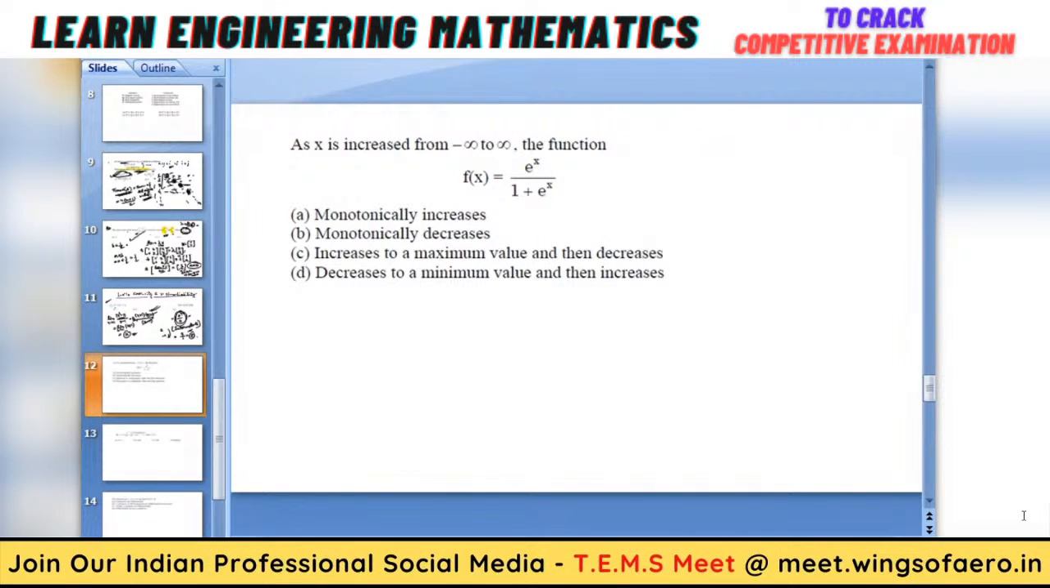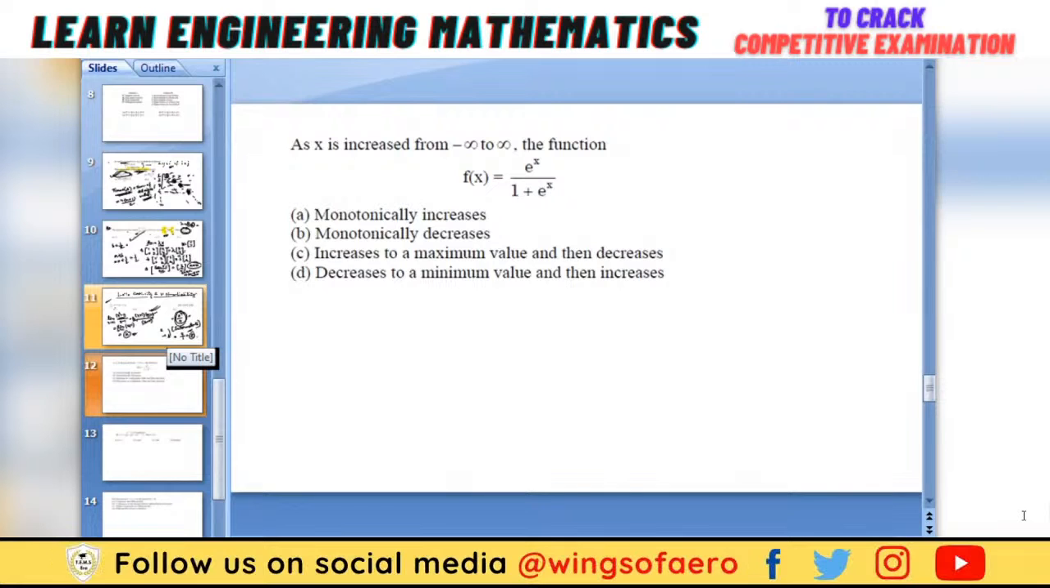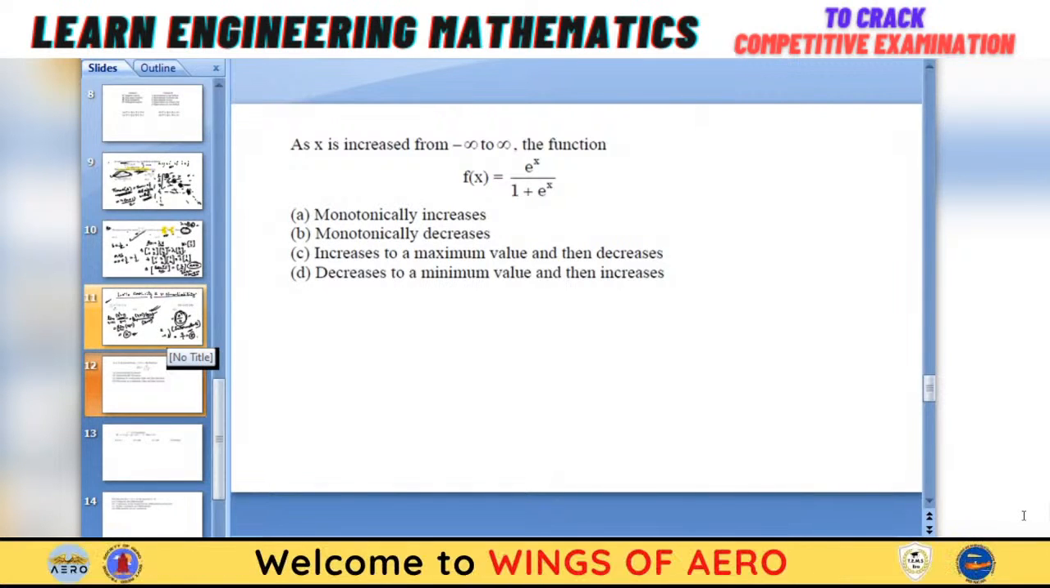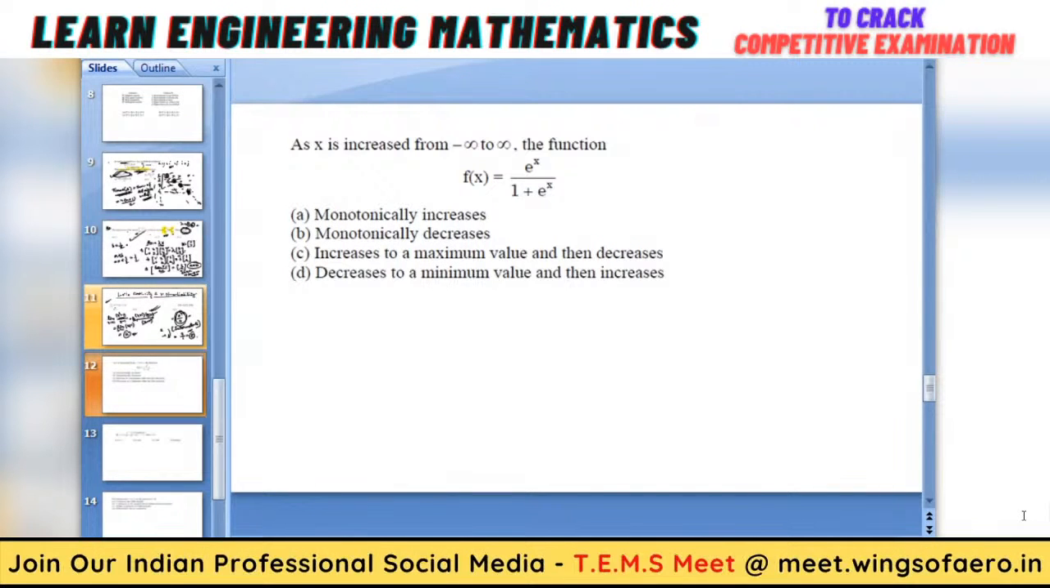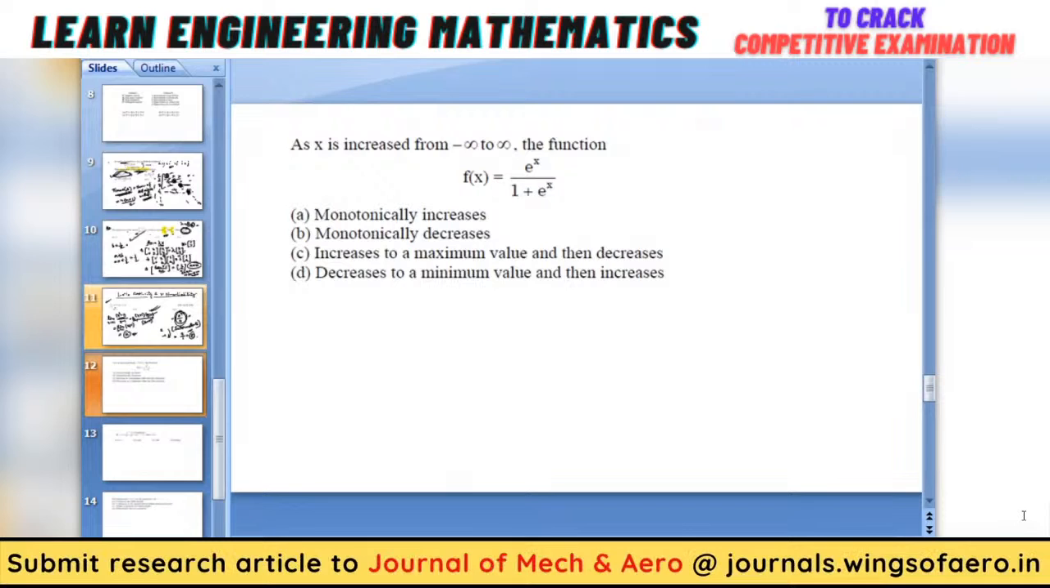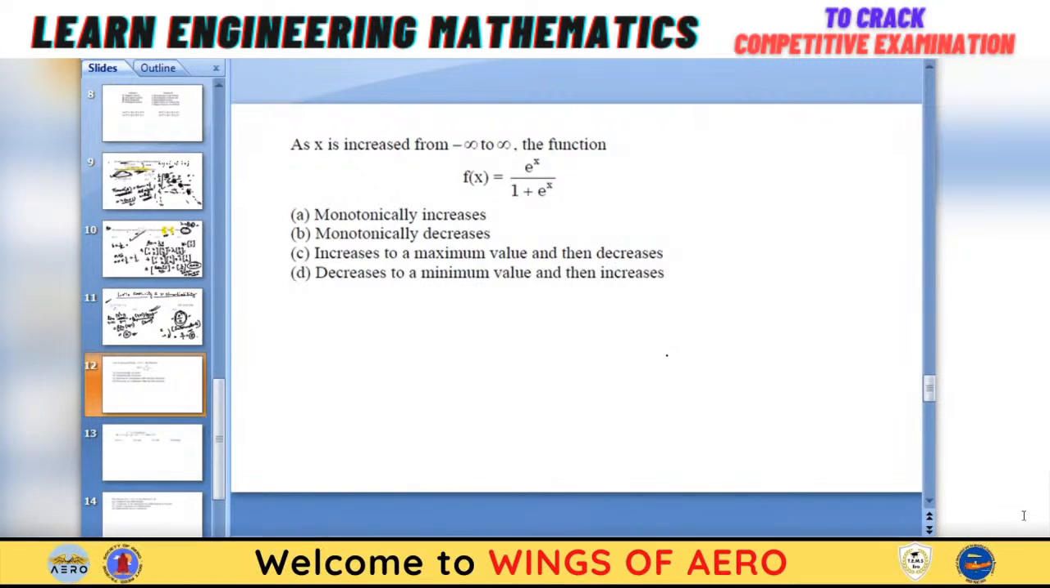Give me the answer of this one. As x increases from minus infinity to infinity, the function f(x) equal to e to the power x by 1 plus e to the power x is: monotonically increasing, decreasing, increasing to a maximum value and then decreasing, or decreasing to a minimum value and then increasing. Option B. Okay. Anyone else?